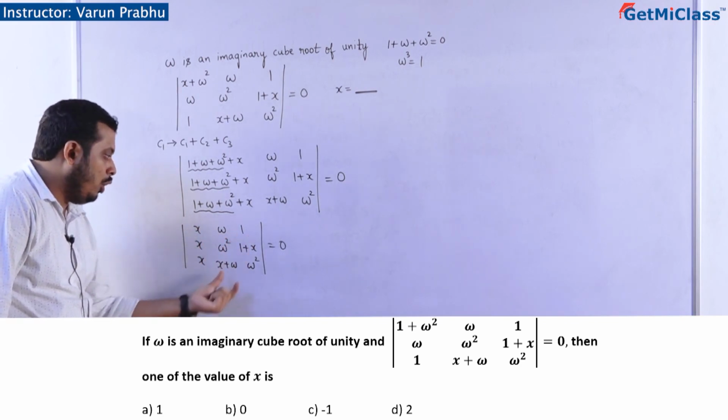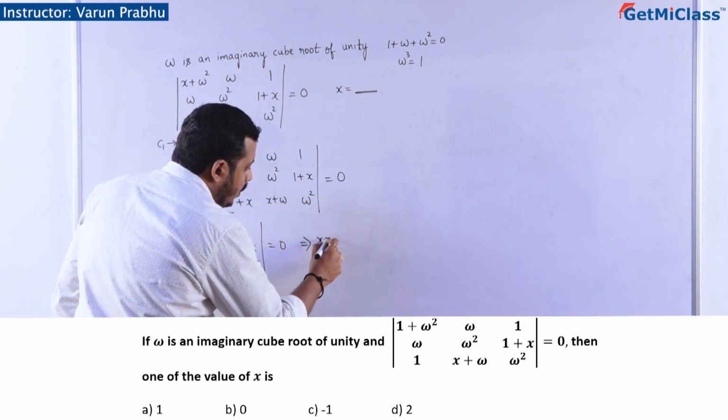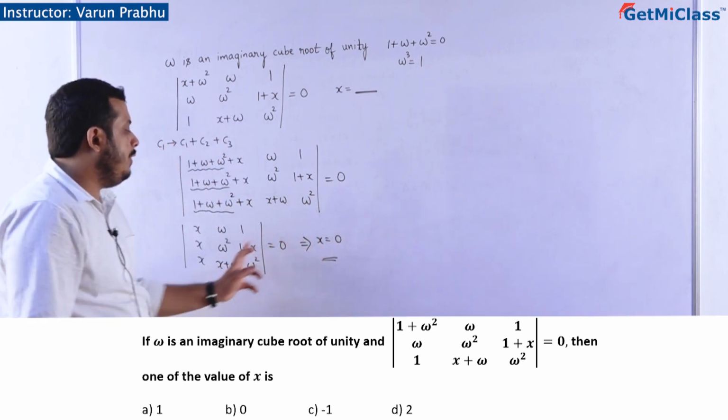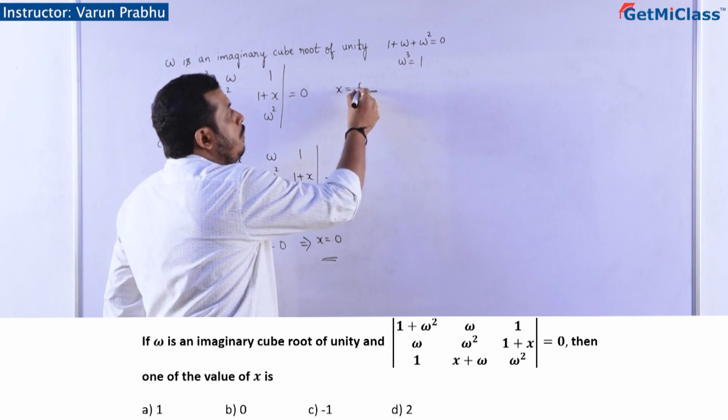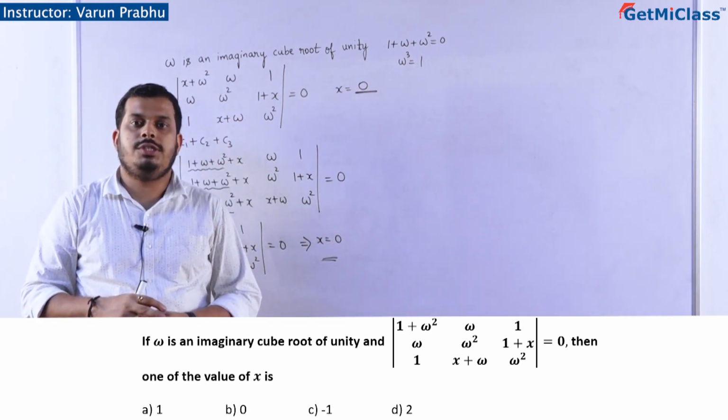If any row or a column of the determinant is identical, then the value of the determinant should be equal to 0, which means any one row or column of the determinant is 0. So what is one possible value of x? Definitely that value of x can be 0 is the answer to the question.